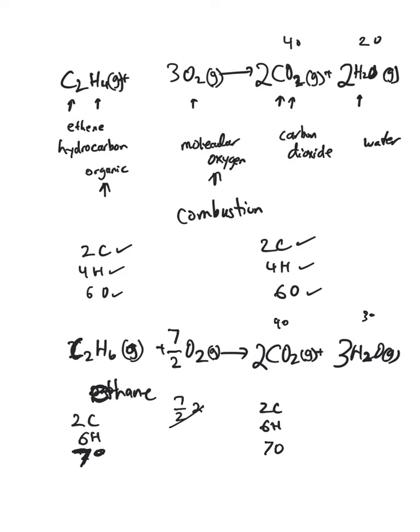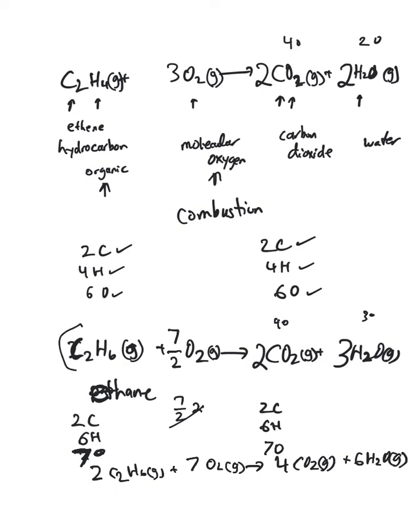And so to do that, what we can do now is multiply everything by 2. In which case I'm going to have 2 C2H6. So 7/2 times 2 is 7 O2, that's a gas. Reacts to make 4 CO2, that's a gas, plus 6 H2O, that's a gas. So I've multiplied everything in this equation by 2 at this point, and that got rid of my half.